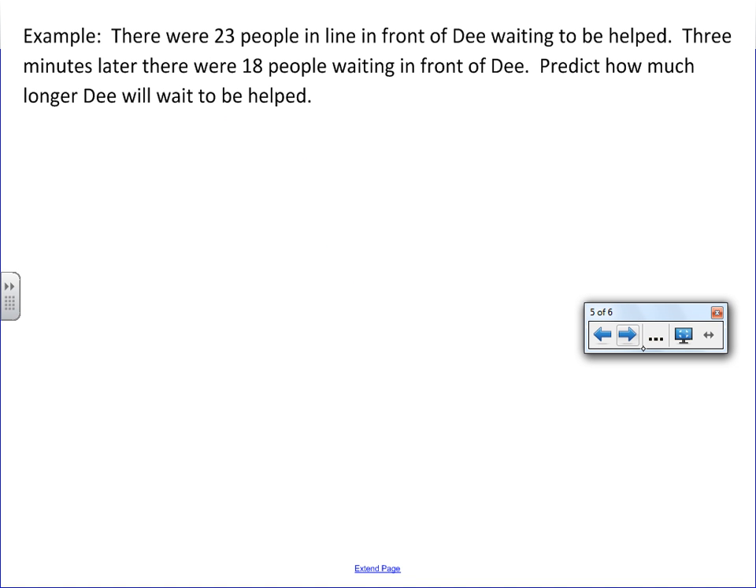There were 23 people in line in front of D waiting to be helped. 3 minutes later, there were 18 people waiting in front of D. Predict how much longer D will wait to be helped.